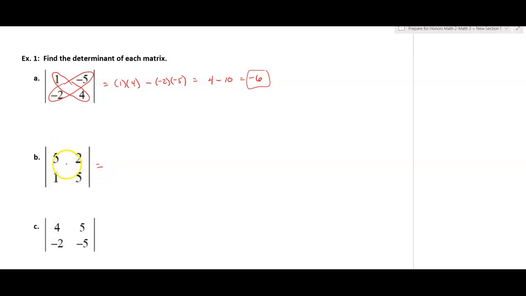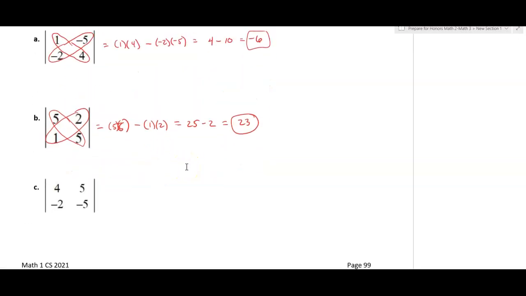So the next one, I have a 2x2 matrix. So cross multiply this way first. So 5 times 5 minus the other way would be 1 times 2. It's going to give you 25 minus 2, which is 23. So one more example here. And the reason for the multiple examples is more for a sign, to kind of go through each sign.